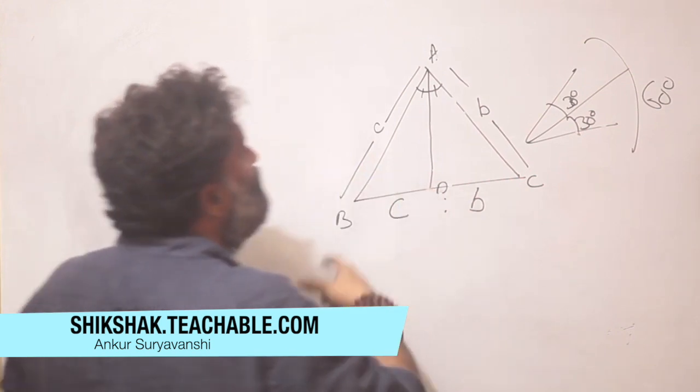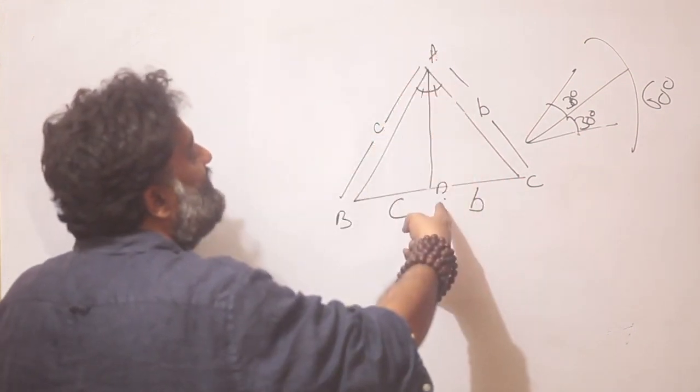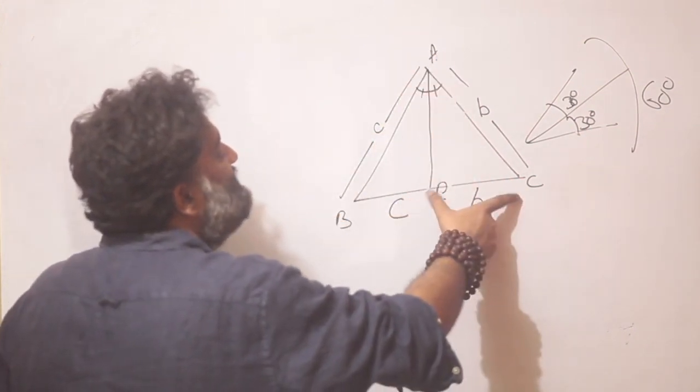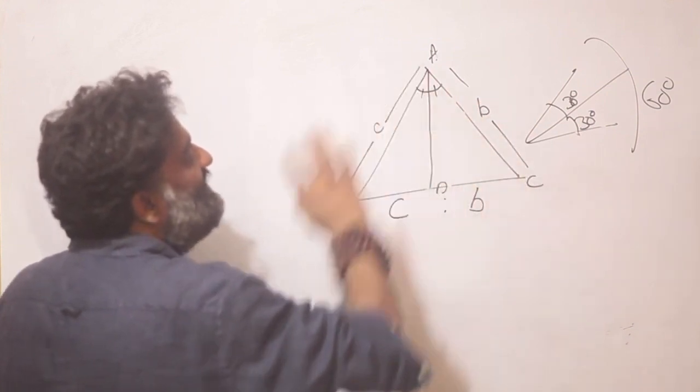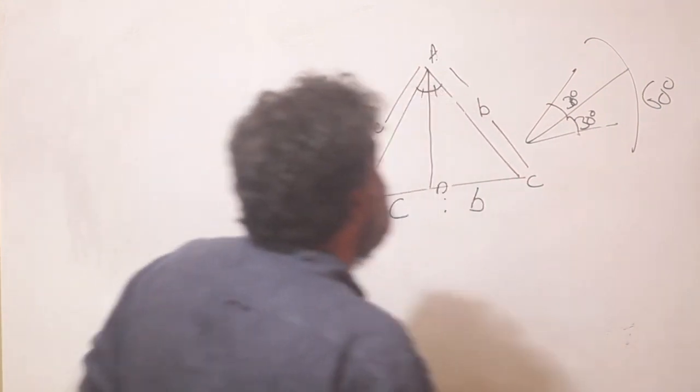So now I want to know that if I draw an angle bisector, why is it dividing the opposite side in the ratio C is to B, or in the ratio of the sides that the angle is made up of. So I want to work on that proof now.